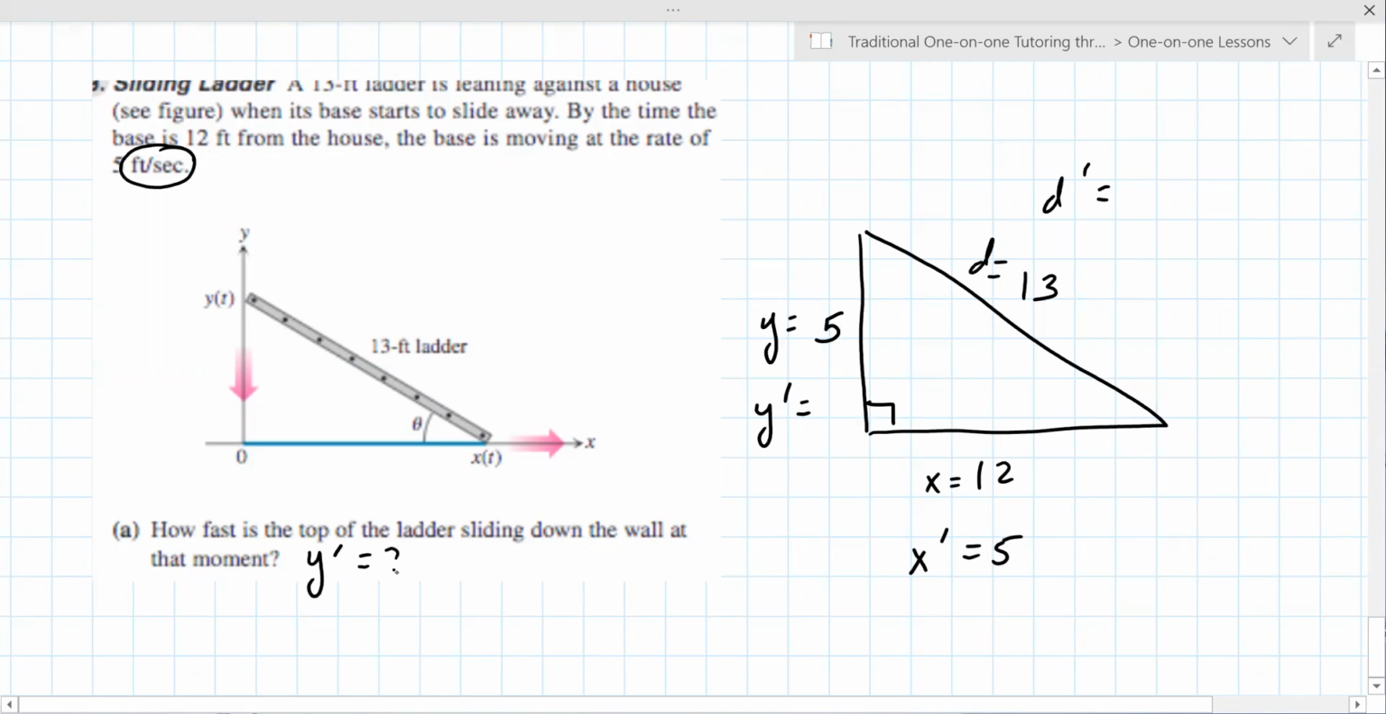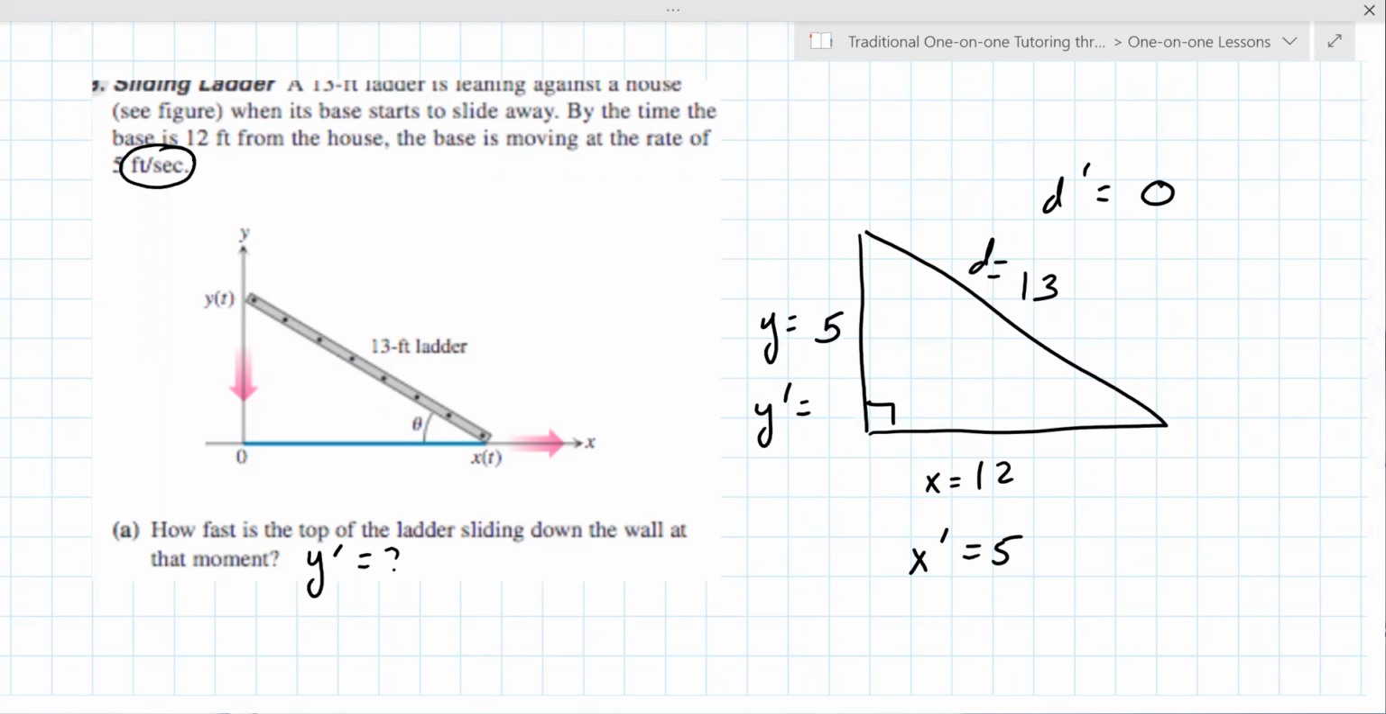Okay. And we'll get to how to do this, but this has to be clear. D prime equals 0 because the ladder itself is not changing its size. Like as it falls, this distance is increasing and this vertical distance is decreasing, but the ladder itself does not change. But that's not to say that there's not a problem where this could change.